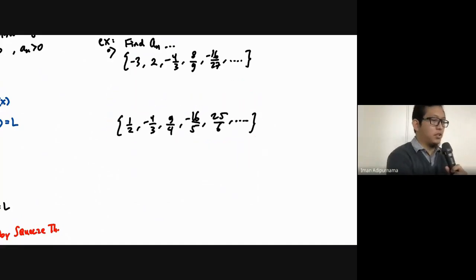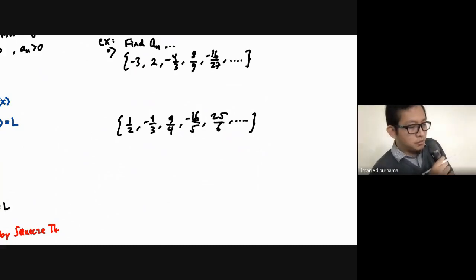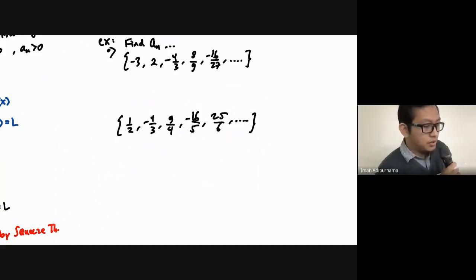I think it should not be too difficult, right? Find the formula. So the first one is -3, and then 2, and then -4/3, and then 8/9, and -16/27. Question number 2 is from a half and then negative 4/3, 9/4, negative 16/5, and so on.